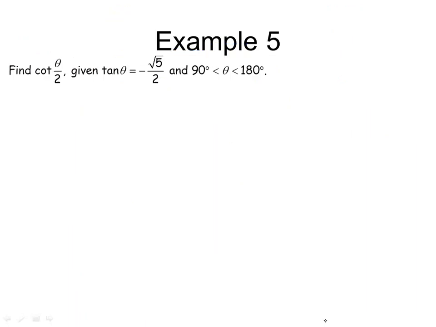Alright. Last one. Save the best for last. Now look at what you're looking for. It says to find cotangent of theta over 2. Find cotangent of theta over 2. Remember what I told you at the beginning of this section? Remember I told you that cotangent is the inverse of your tangent identity? Yes? And I told you to even write it on your formulas page if you wanted to.